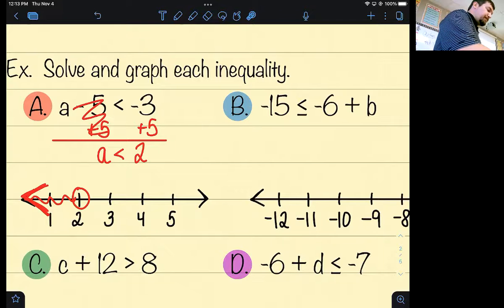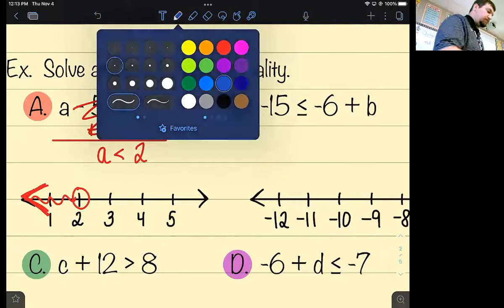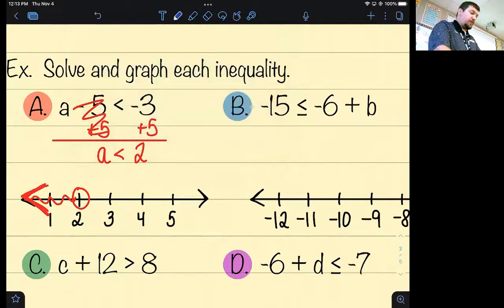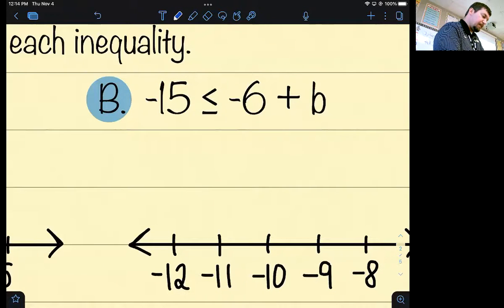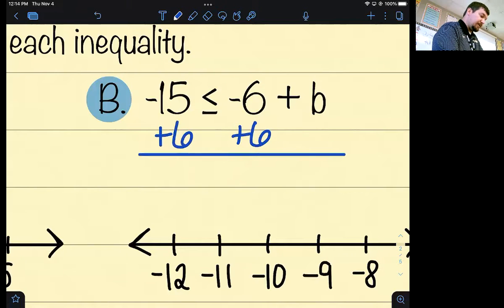Okay. Example B. Negative 15 is less than or equal to negative 6 plus B. Calvin, what number do I need to get rid of so B is by itself? How do I get rid of a negative 6? Put 6s down. Okay. Positive 6s, right? Yeah. Okay, so that means I'm going to add 6 to both sides. And that's going to eliminate the negative 6.